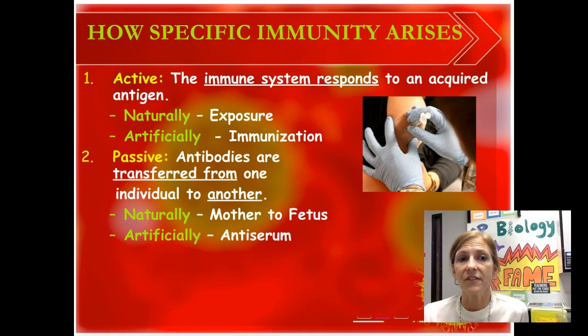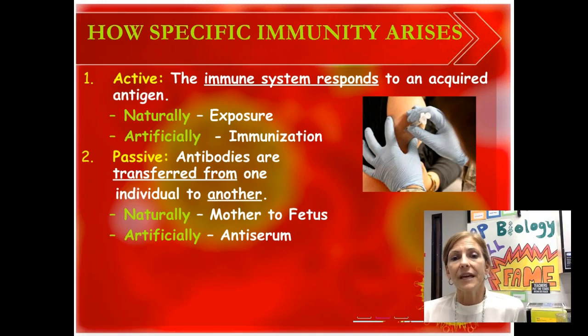Passively, so the antibodies are given to you, can happen, again, naturally or artificially. So naturally, by chance, the antibodies from the mother will cross the fetus's placenta, and the baby will get the antibodies from the mother. That also happens through mother's milk. So again, naturally, by chance, the antibodies transferred from the mother to the baby because it moved through the mother's milk.